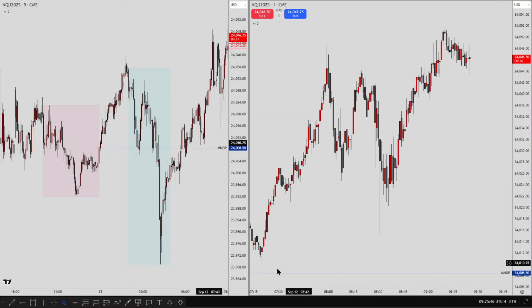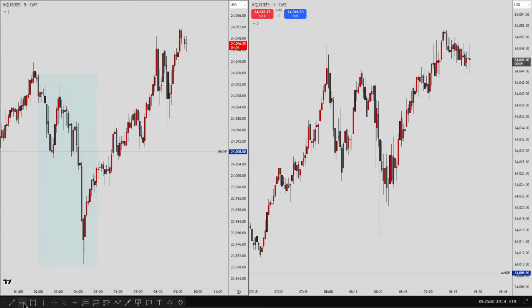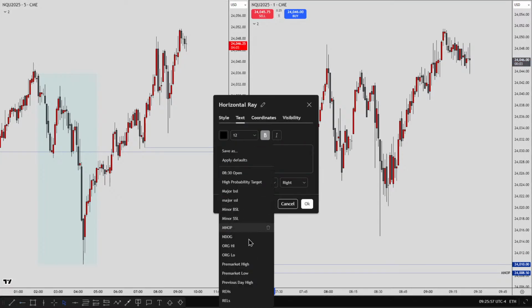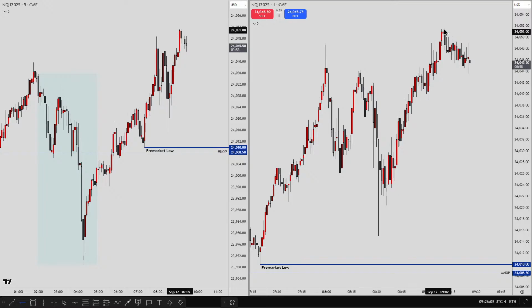Okay, we're looking at our pre-market levels now, so we'll mark those out. Pre-market range is from 7 a.m. until 9:30. So you find the highest high and the lowest low in between that range, and that's what you want to mark out.